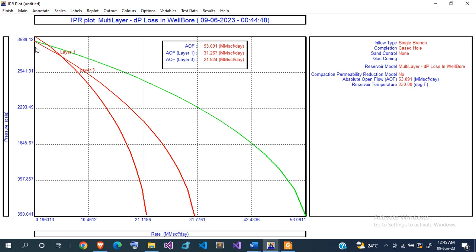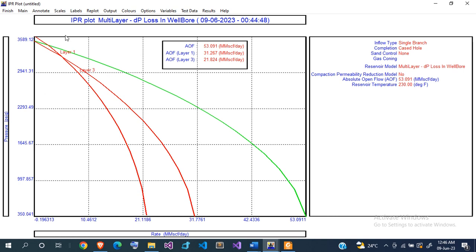So it's just like adding both of them together to get this. A typical example is if you add the absolute open flow potential for layer 1 and layer 3, you should have that for the combined layer. It's just adding both of them together. So this is that. Okay, so now we're plotting rate. If you look at this, you discover it's actually gas rate because it's a gas well. Gas rate against the pressure.